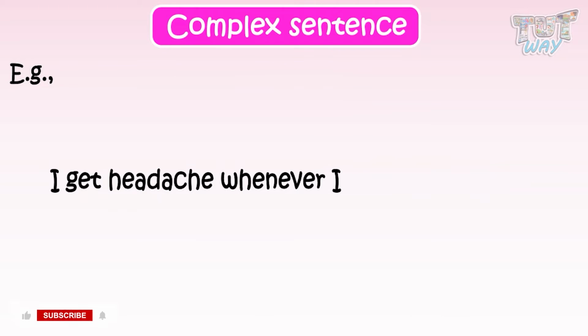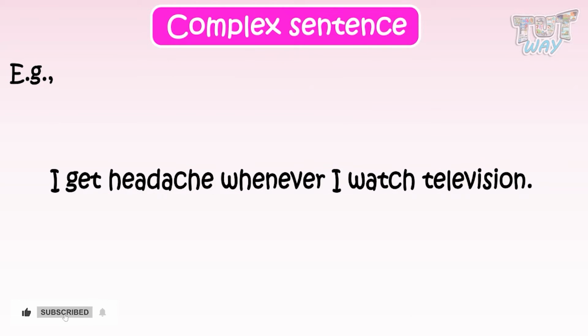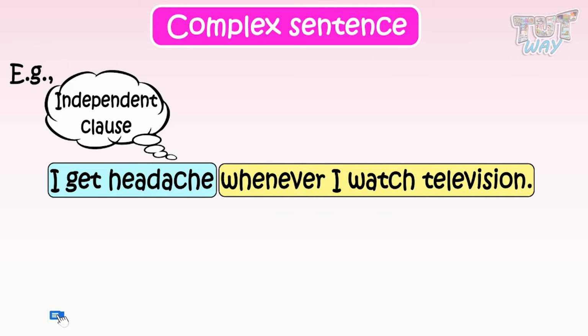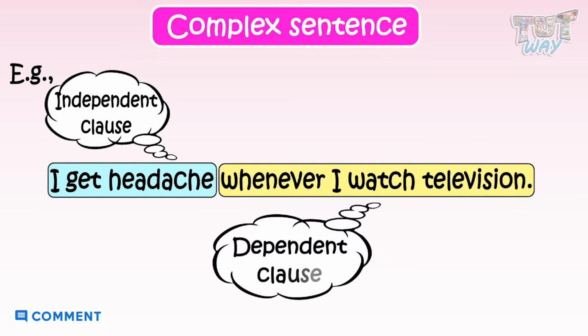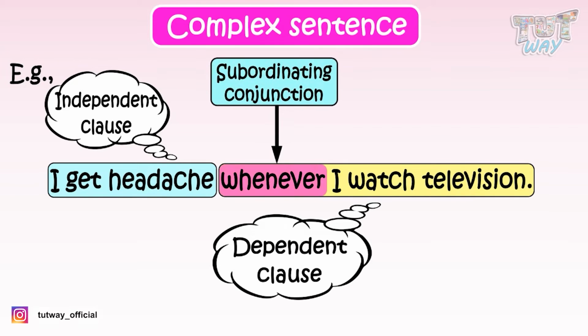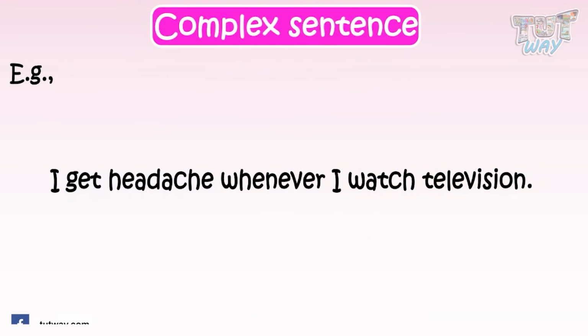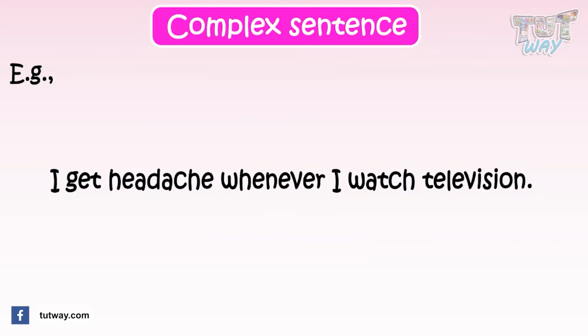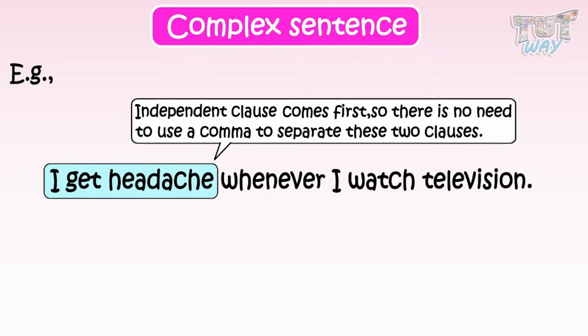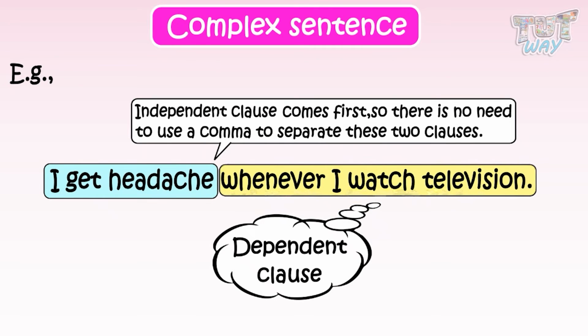I get headaches whenever I watch television. In this statement, an independent clause is, I get headaches, and whenever I watch television is a dependent clause. Both of these clauses are separated with the help of a subordinating conjunction, whenever. So, this sentence is a complex sentence. In this sentence, an independent clause, I get headaches, comes first. So there is no need to use a comma to separate these two clauses.